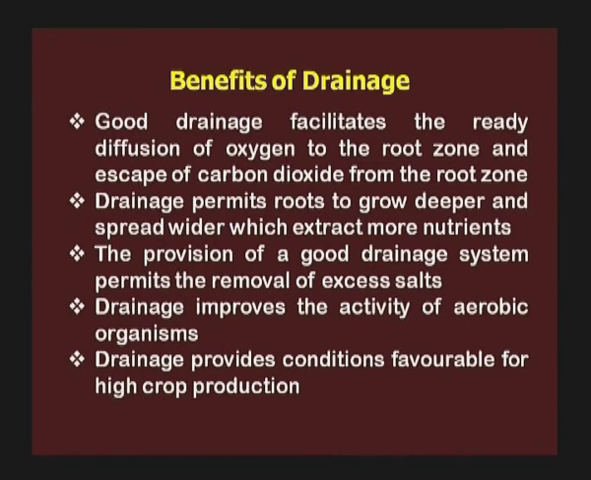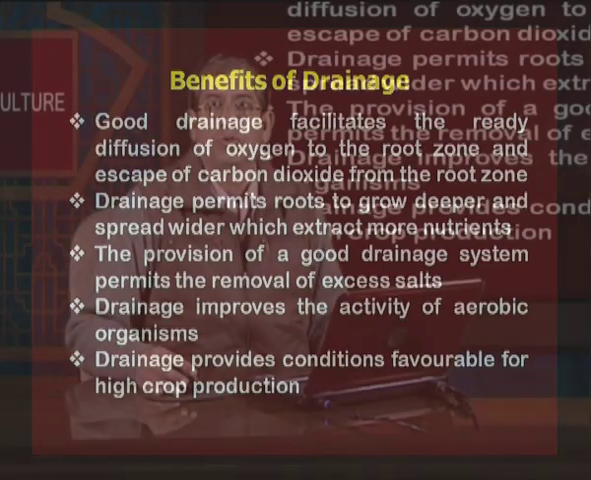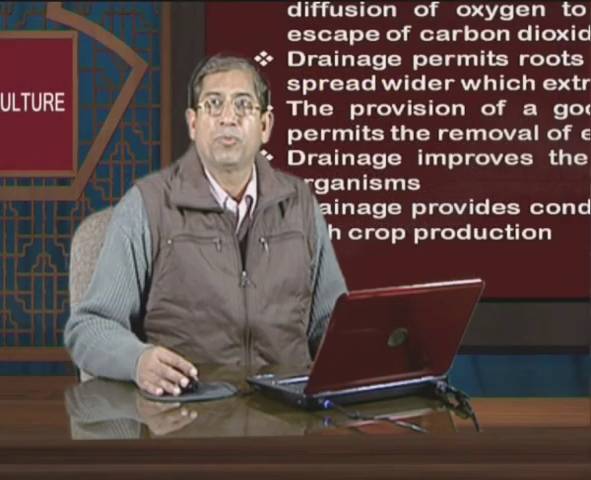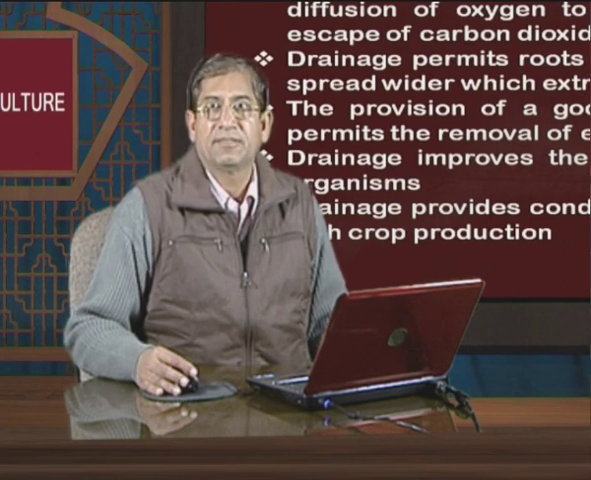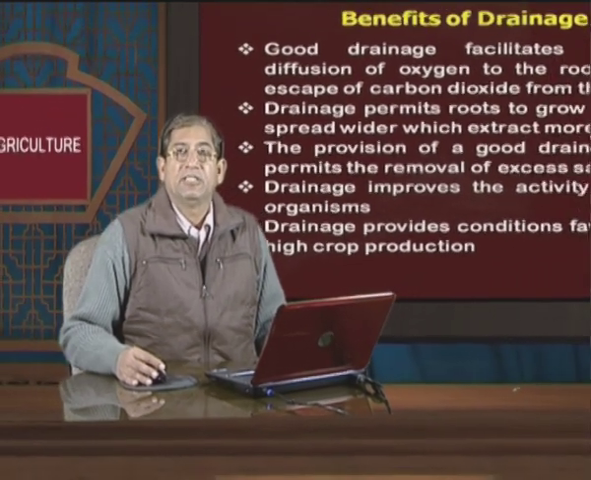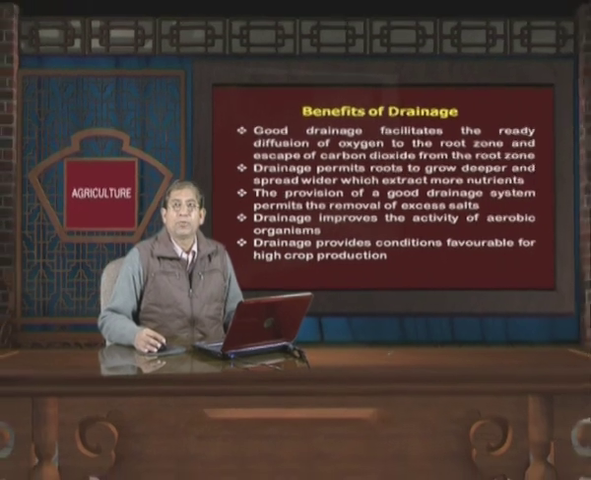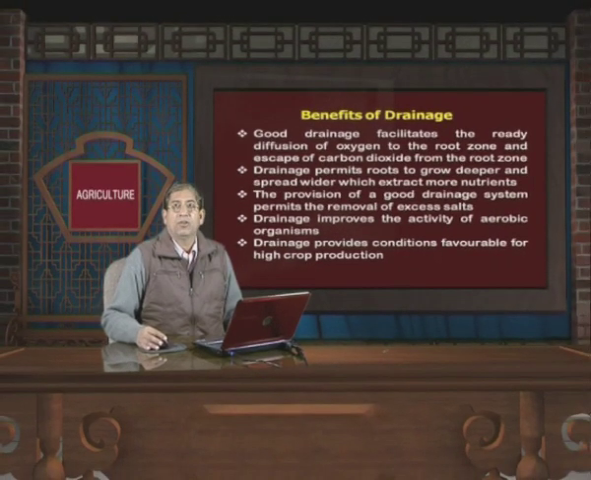Due to drainage, congenial conditions prevail in the root zone, and as a result of congenial conditions in the root zone, the microorganisms population increases in the root zone. Microorganisms in the root zone increase the availability of nutrients. When there is more availability of nutrients and more oxygen, definitely there will be more uptake of nutrients, and the root growth will be more. Due to profuse root growth, the volume of the soil covered by the roots will be more.